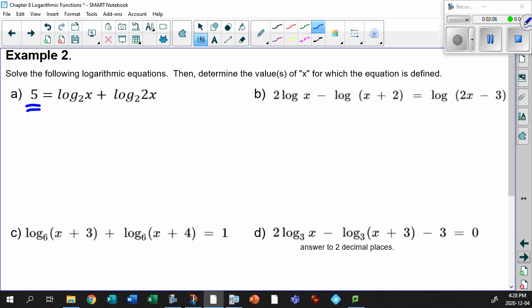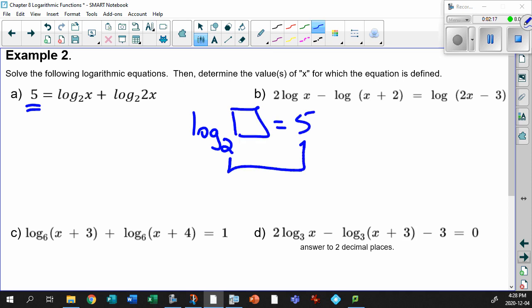All right, so I want that number in terms of a log base 2. Let's think about it. I want the number in a base of log 2 to equal 5. 2 to the power of 5, if I'm not mistaken, is 32. So I can put 32 in right there. I'm going to replace this number 5 with log base 2 of 32, because it works out to be exactly the same number.